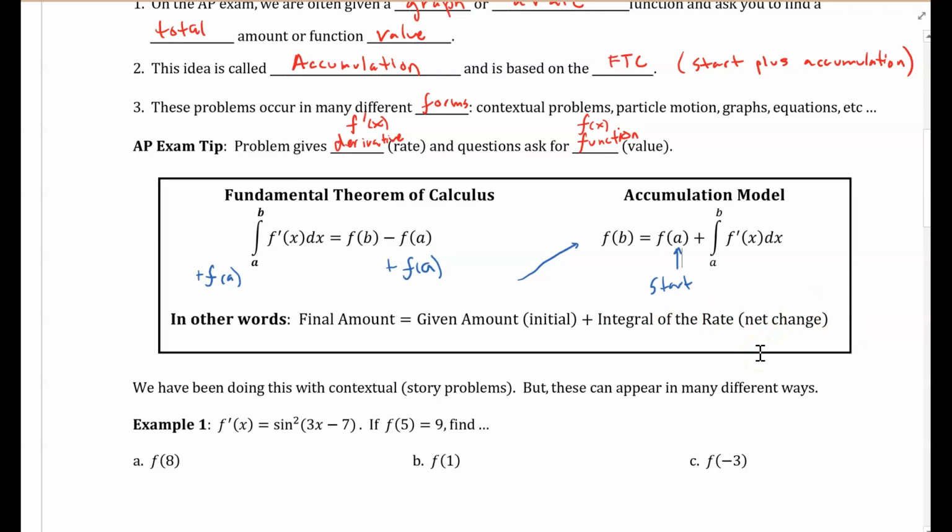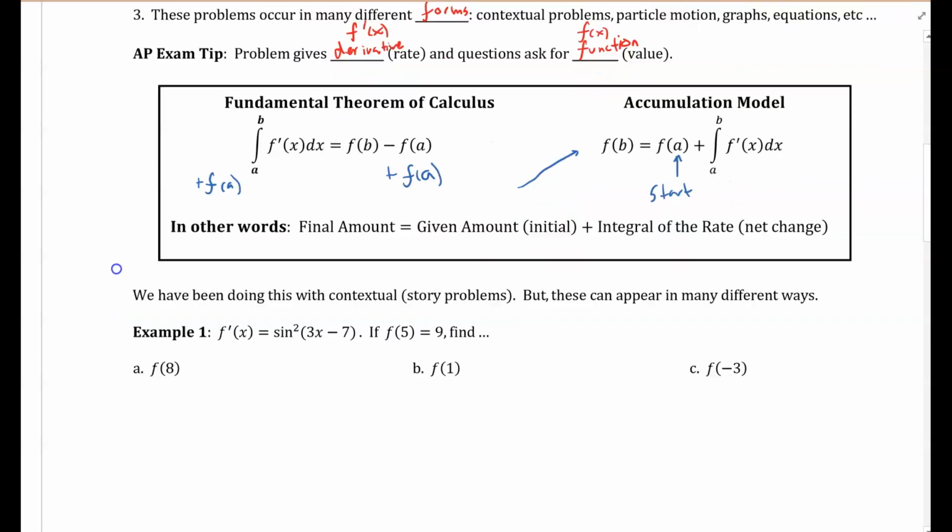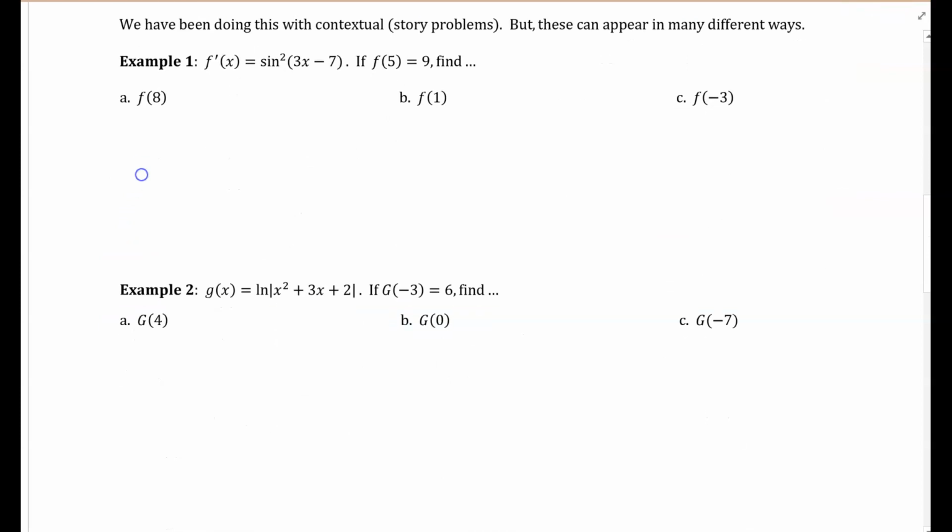So let's look at some of these examples. We've been doing this with contextual or story problems, but we can also see it with just general functions here. So I have the function f prime of x, which is equal to sine squared of 3x minus 7. So if f of 5 is equal to 9, find f of 8.